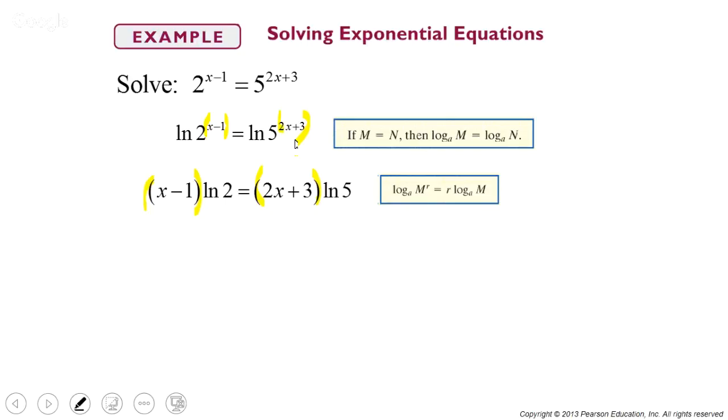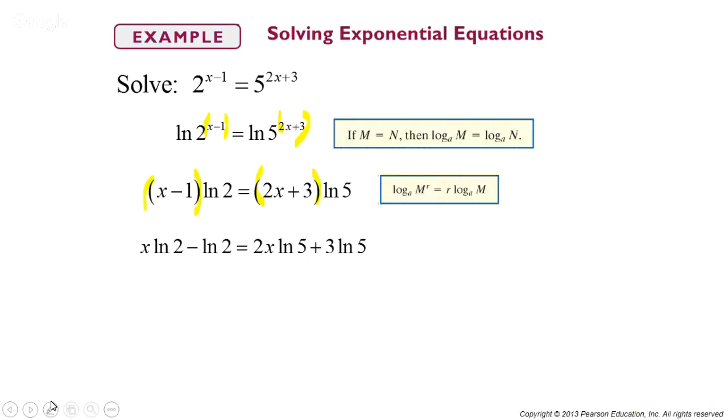Now, to get rid of the parentheses, I have to use the distributive property. So when I distribute, I get x ln of 2 minus ln of 2 equals 2x ln of 5 plus 3 ln of 5.